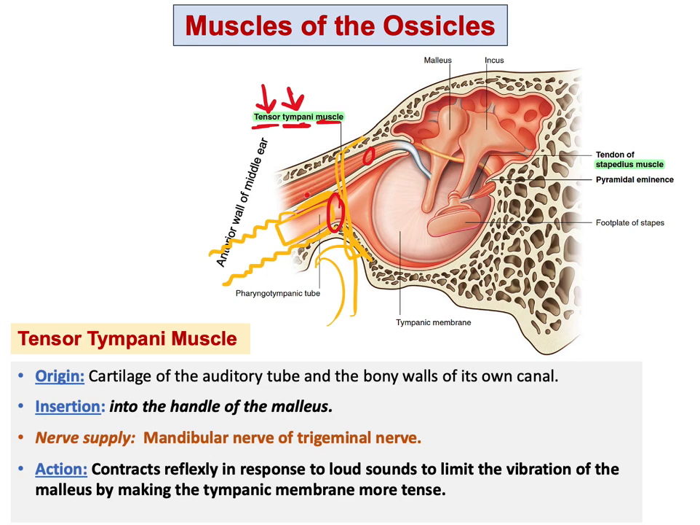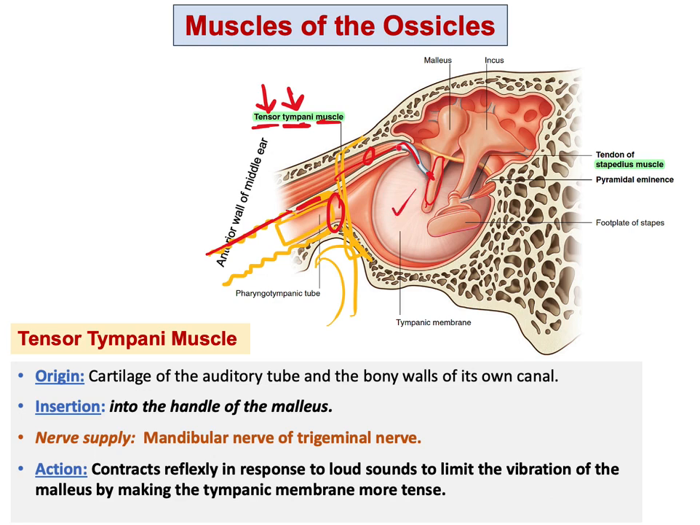First of all, it originates from the bony part and from the cartilaginous part of the pharyngotympanic tube, Eustachian tube, I mean, and it inserts by its tendon to the handle of malleus, as you see here. Here is the attachment, and you know the handle of malleus is attached to the internal side or medial side of the tympanic membrane.